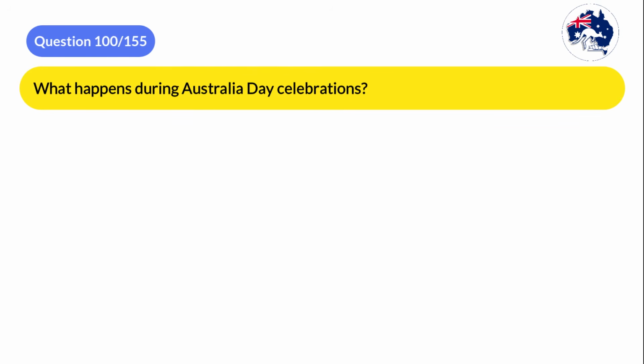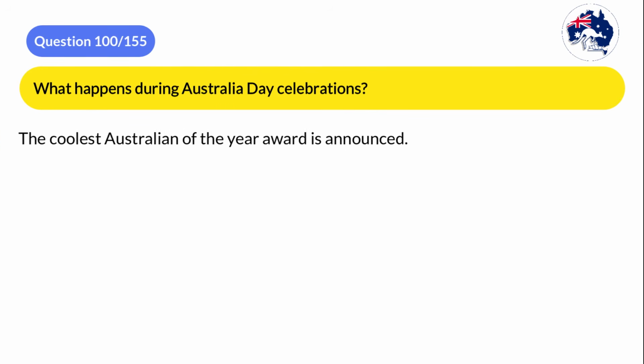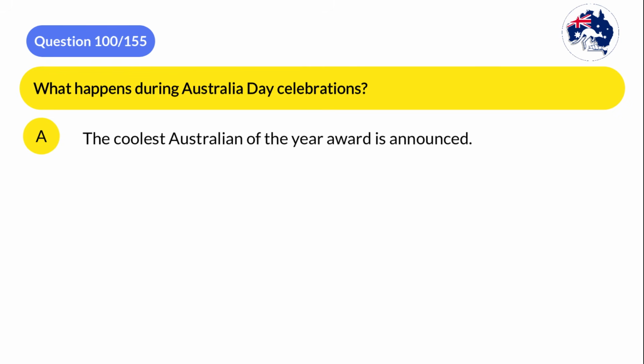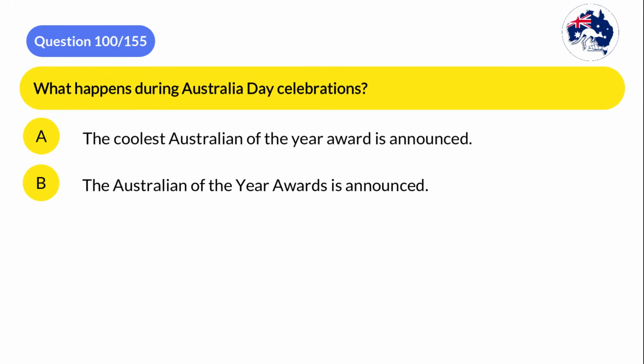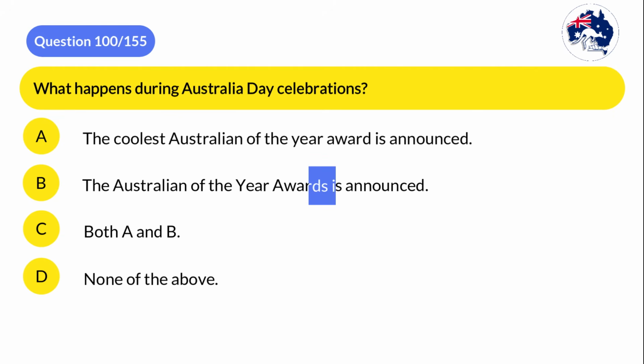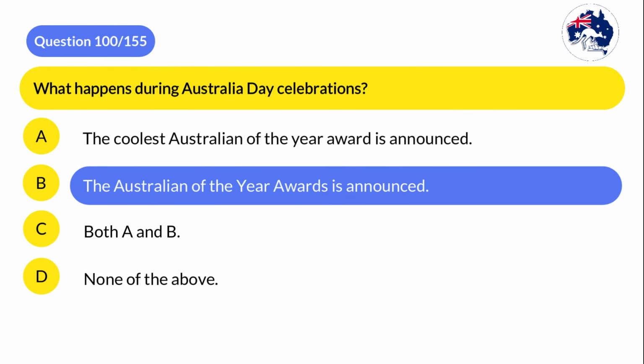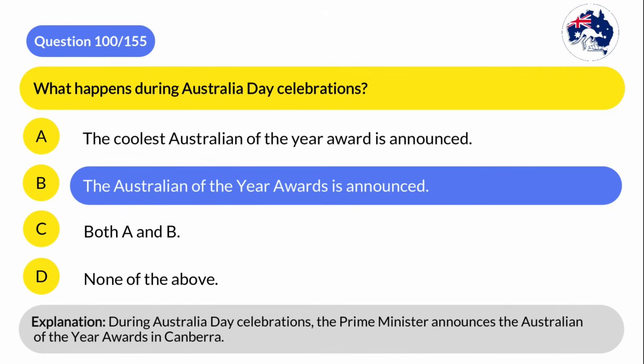Question 100. What happens during Australia Day celebrations? A. The Coolest Australian of the Year award is announced. B. The Australian of the Year awards is announced. C. Both A and B. D. None of the above. The correct answer is B. The Australian of the Year awards is announced. Explanation. During Australia Day celebrations, the Prime Minister announces the Australian of the Year awards in Canberra.